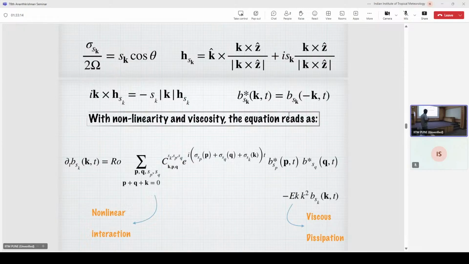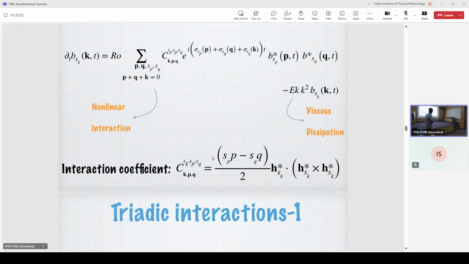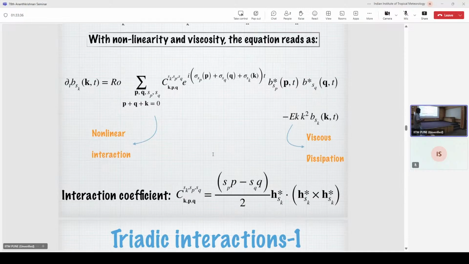And if you take the Navier-Stokes equation, you can actually derive the evolution equation of the amplitude, which is given by this equation. It's a pretty neat equation, which basically tells you how the amplitude of a particular mode is interacting with other modes. It's called a triadic interaction equation, and the interaction coefficients are given by this.